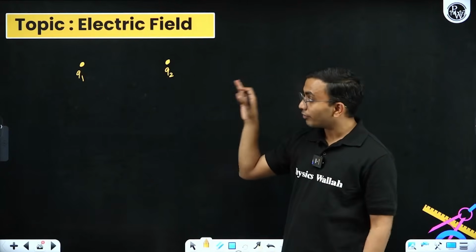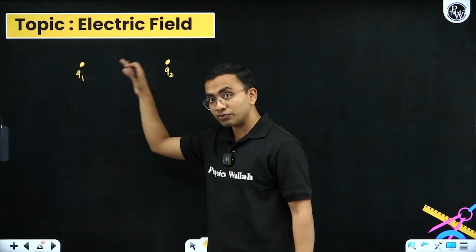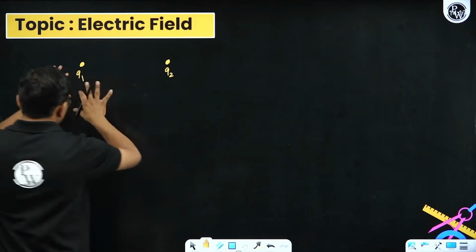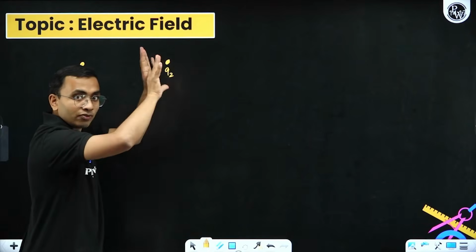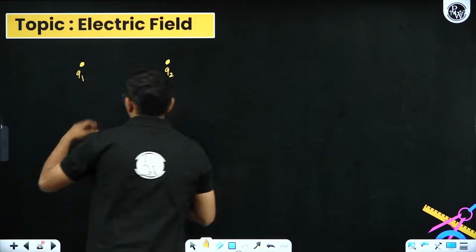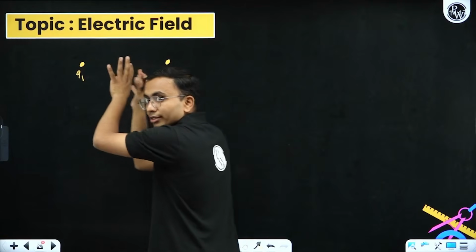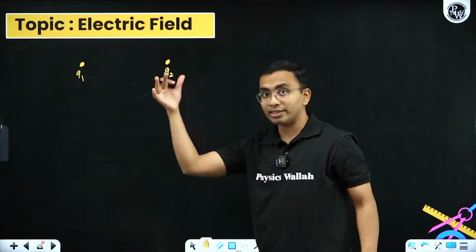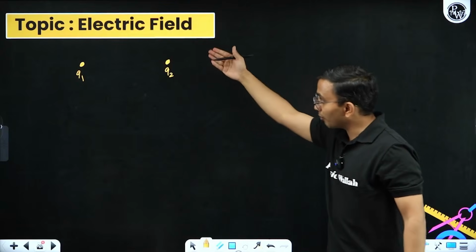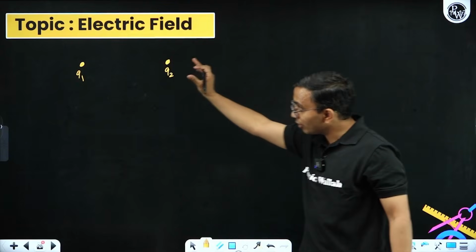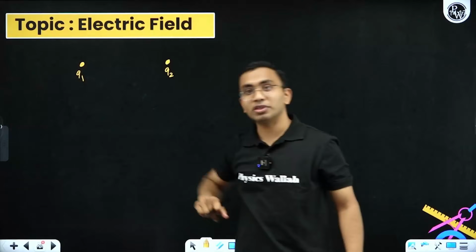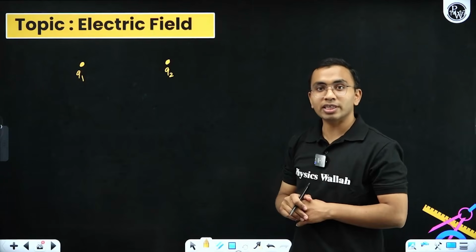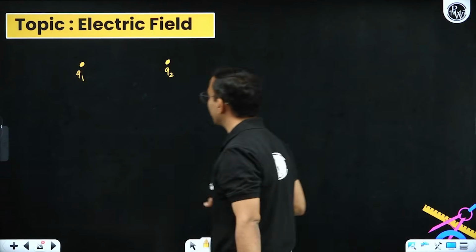We will say that there is a field. So the field of Q1 is there, and that field is applying force on Q2. Similarly, the field of Q2 is there, and that is applying force on Q1. So in between, the field is there. The electric field of Q1 is applying force on Q2, and the electric field of Q2 is applying force on Q1. So here comes the concept of electric field.